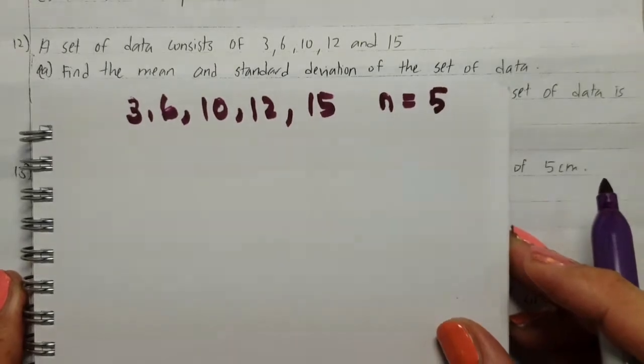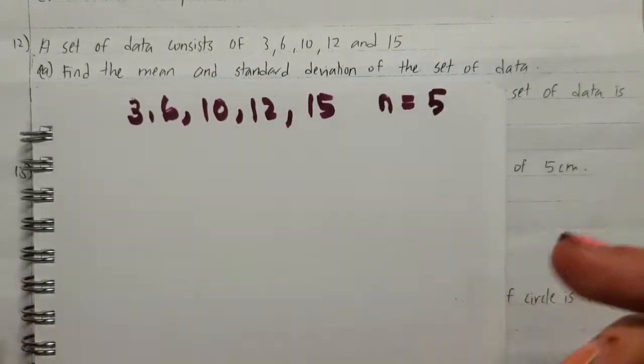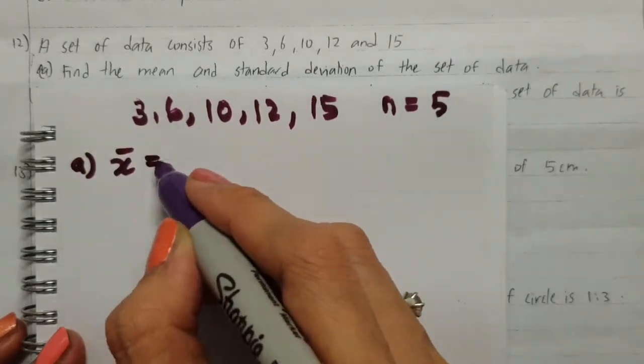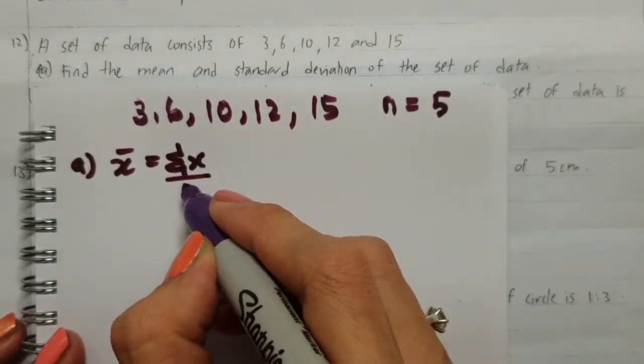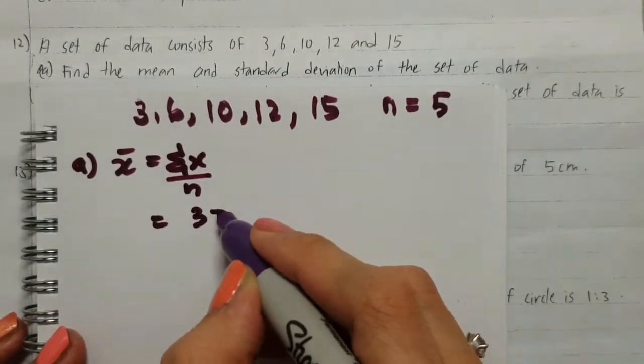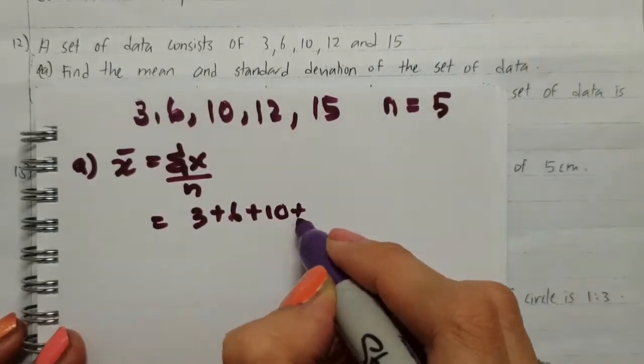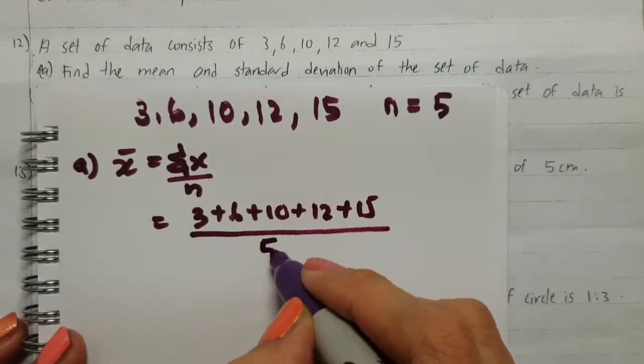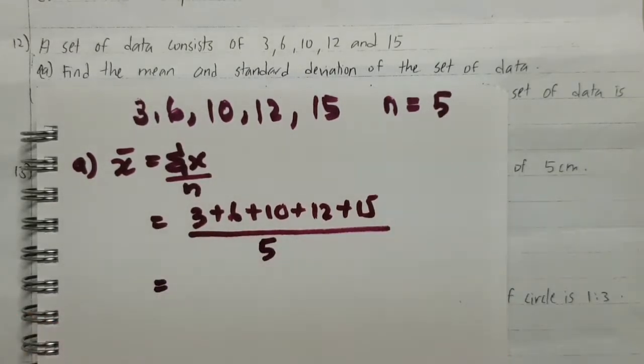In this case, we just use the formula. Okay, let's find the mean first. x bar equals the total x divided by n. Alright, so 3 plus 6 plus 10 plus 12 plus 15 divided by 5. Now this one, the next step, you just get the data, key in your calculator, and get the answer.